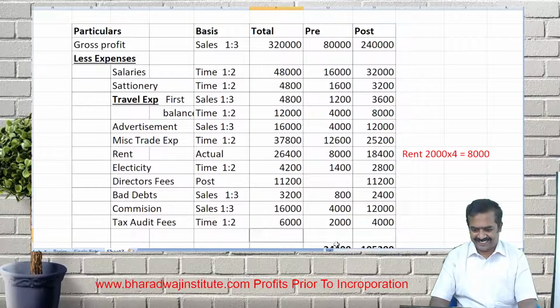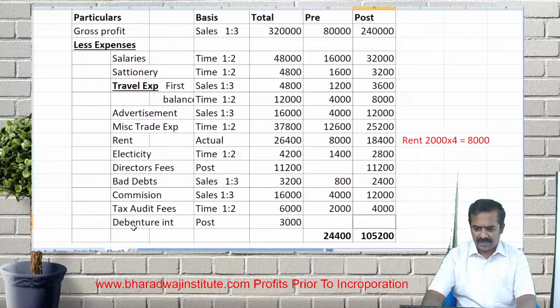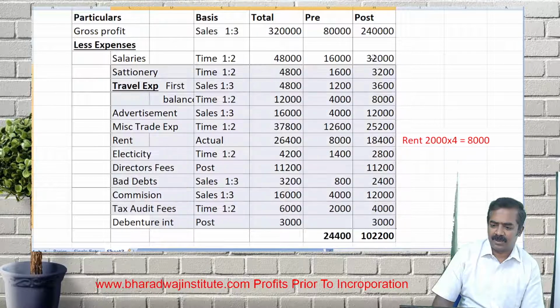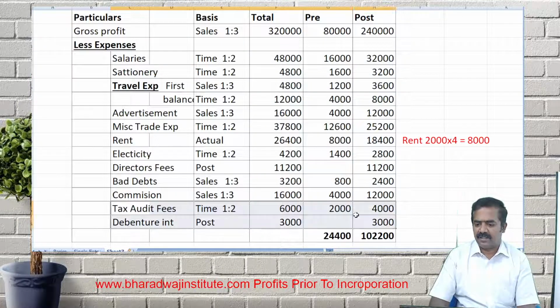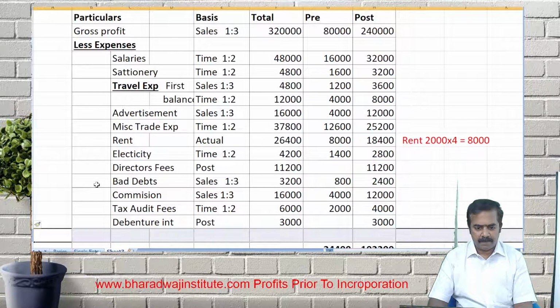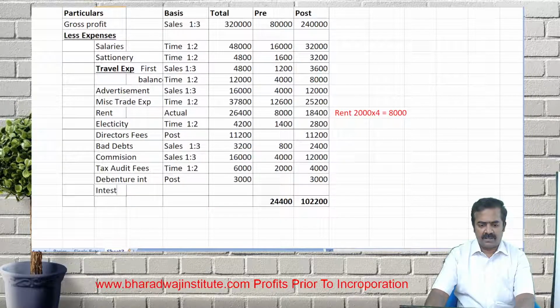Debenture interest. Post incorporation எவ்வளவு? 3,000. Audit fees is not paid based on turnover. Audit applicability is based on total turnover. Doesn't matter, but it is paid for the whole year, so time ratio on tax audit fees. Then that's all. Interest paid to vendor. Interest to vendors எவ்வளவு? 4,200.